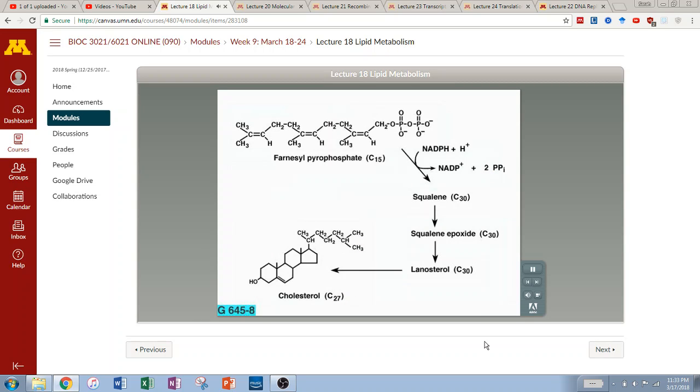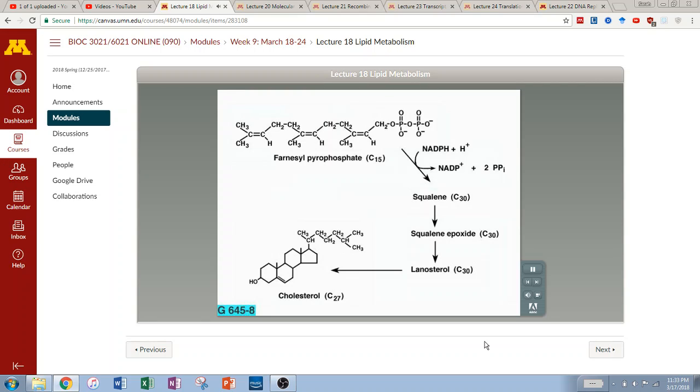This slide summarizes the rest of the pathway, and thank goodness most of the action takes place off the slide. I'm really sick of this pathway at this point. In essence, 2 15-carbon farnesyl pyrophosphate molecules condense to give a 30-carbon product, squalene.